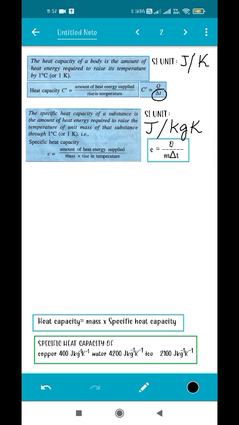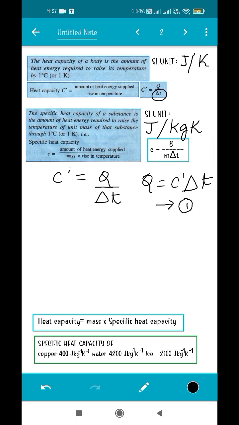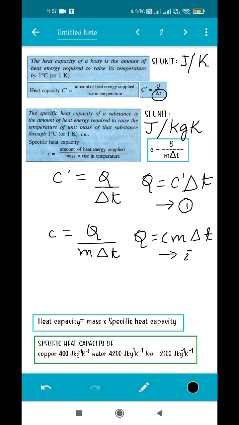Now there is a specific relation between these two quantities. Let us see. So C dash, as we saw here, is Q by del T. So from here we can write that Q is equal to C dash into del T. This is our first equation. Now from the second relation, small c is equal to Q by m delta T. So from here the value of Q is c into m into delta T. This is the second equation.